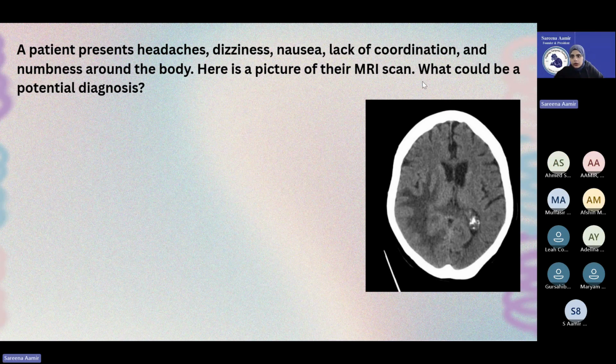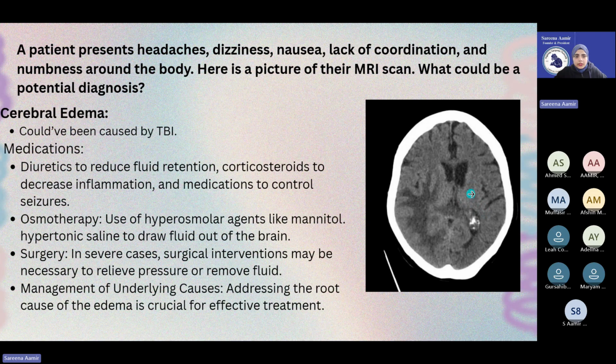Okay, we have had a couple of answers in the chat. We would need more interaction, please, because this is an interactive quiz. But yeah, it's actually none of them. It's a cerebral edema, which basically means swelling of the brain.